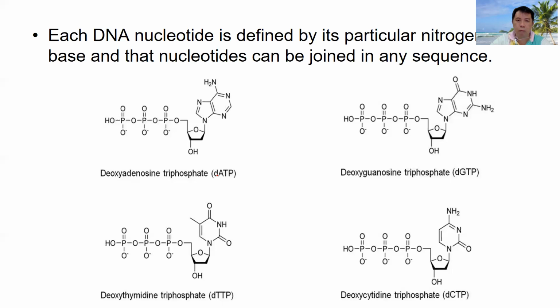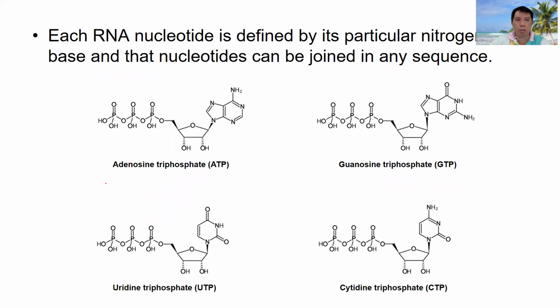And the short form has a small letter d in front: dATP, dGTP, and so on. So the d stands for deoxy. In contrast, the nucleotides of RNA have similar names as in DNA, the difference is there is no deoxy. For example, adenosine triphosphate, guanosine triphosphate, and so on. So the short forms are ATP, GTP, UTP, and CTP.